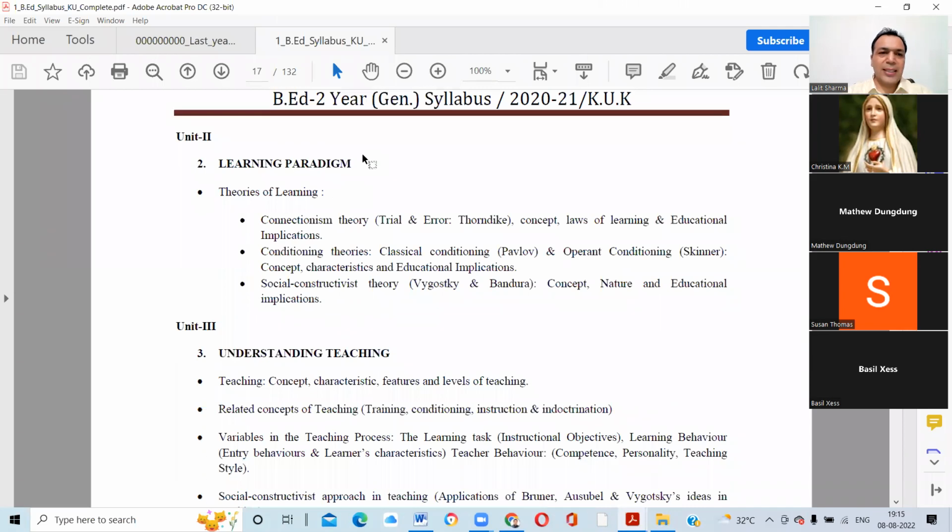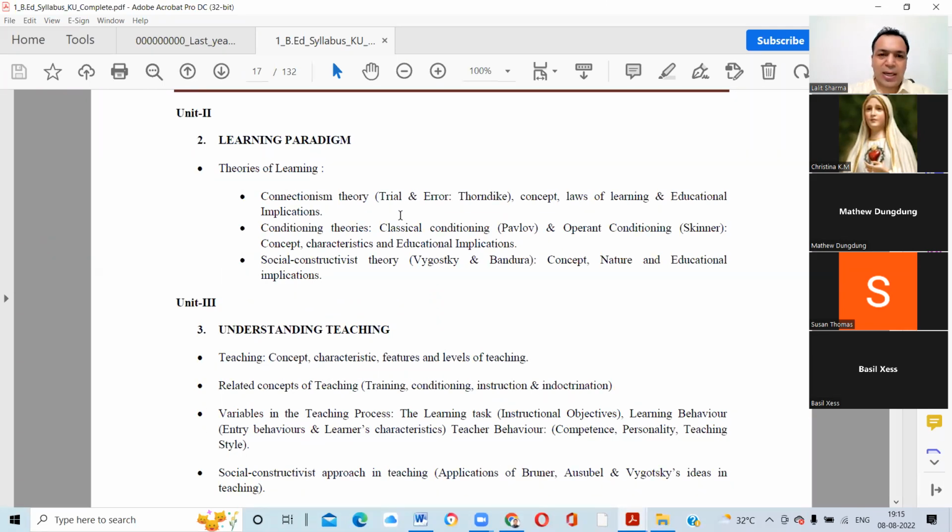Now we move to the second unit. In the second unit there are 4 theories. Out of the 4 theories, we are done with trial and error and classical conditioning theory. I have made notes for you. Okay. So the rest you can do: the operant conditioning theory, and Vygotsky and Bandura theory, right? So if you do 2 theories, 2 questions you are done. So 4 questions you are done from here. 1 question is compulsory. So your 100% attempt is done by completing even the 2 units.